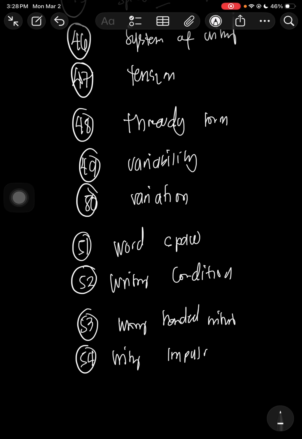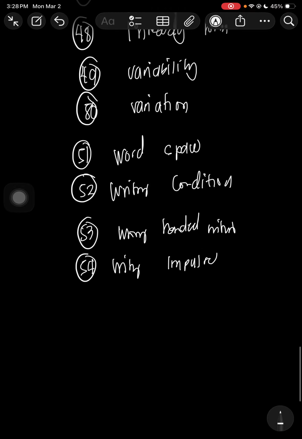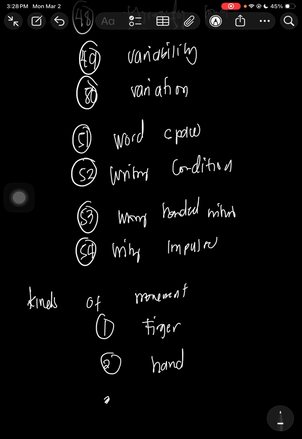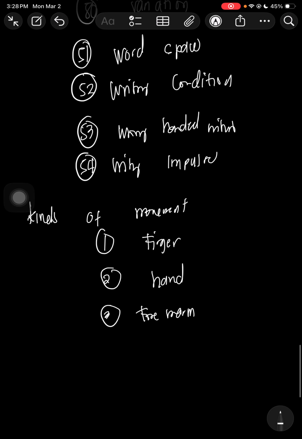And last is the writing impulse. Writing impulse is the result of the pen touching down on the paper and moving across the page, until it rises from the paper again. So, meron tayong 4 na kinds of movement. So, napahapyawan ko na ito kanina. The finger movement, the hand movement, the forearm movement, and the whole arm movement.